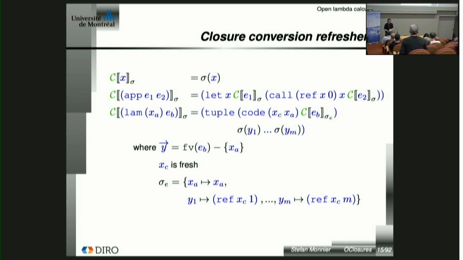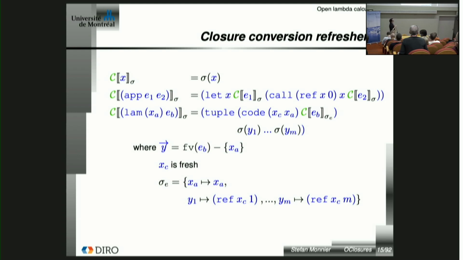Everything's working well. Okay, so now that you've seen this, I want to refresh your memory a bit about how closure conversion works. Why do I want to do this? It's because in terms of why we want to use open closures, why does it make sense to do this, I think you need to look at how you actually compile it. How is this going to work?